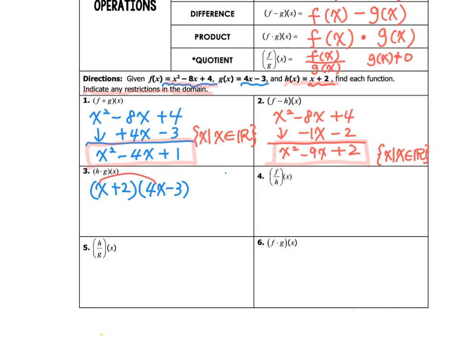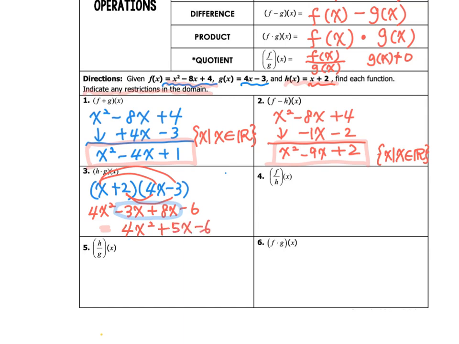X times 4x is 4x squared, and x times negative 3 is negative 3x. 2 times 4x is 8x, and 2 times negative 3 will be negative 6. And combine the like terms, which will be the middle ones, right? Negative 3x plus 8x, that will be 5x. So the final answer will be 4x squared plus 5x minus 6.